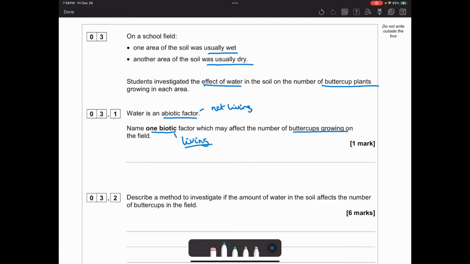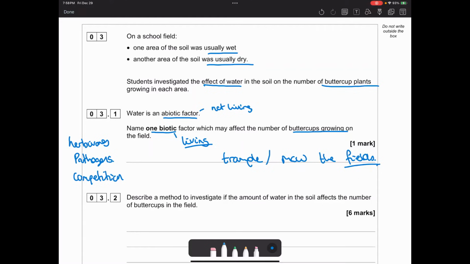Well, I would bring it back to humans. What do we do with fields? We mow them, okay? We either trample or mow the lawns, or the fields. That would be one example. You could also say other living factors might be herbivores coming along and eating the plants. You could say any pathogens or disease coming along, okay? And you could also say competition. Potentially there are different plants that are better adapted and they're not allowing the buttercups to plant. These are all examples of biotic factors.